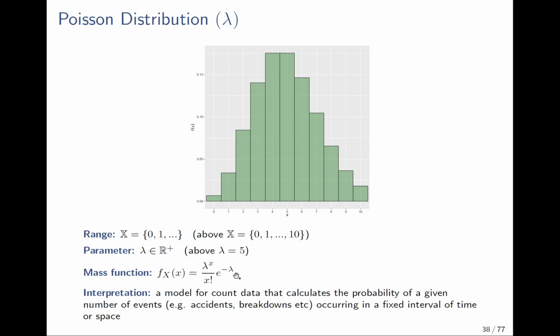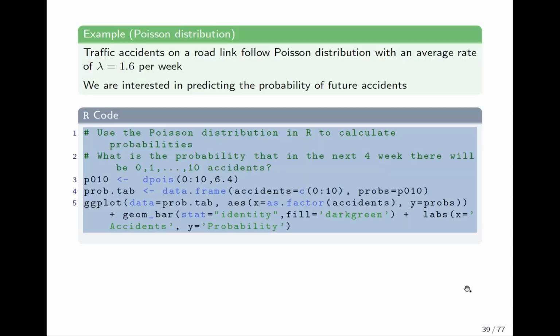And the Poisson distribution is a model for count data. So we often use it in things like analysing accidents, analysing breakdowns, used a lot, for instance, in modelling road traffic accidents. And it's a model for count data that calculates the probability of a given number of events, so number of accidents, number of breakdowns, that occur in a fixed interval of time or space.